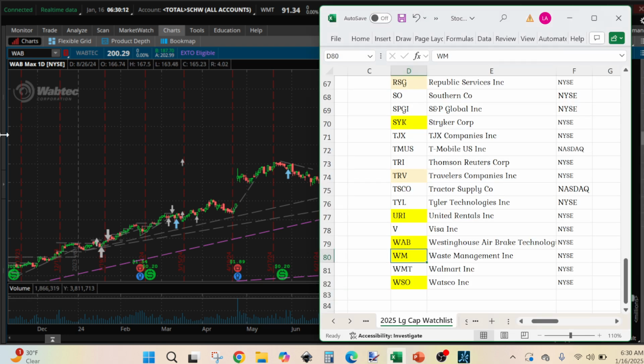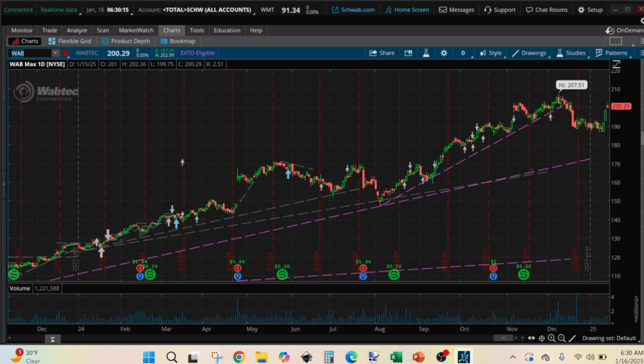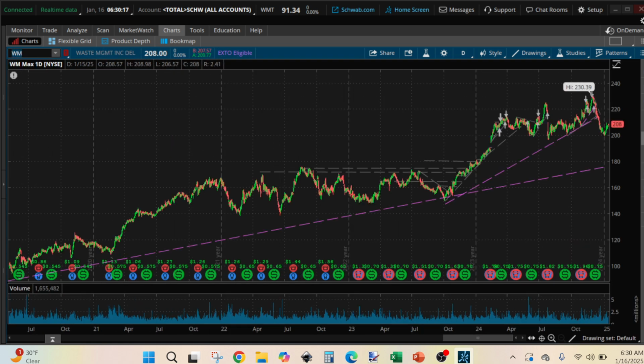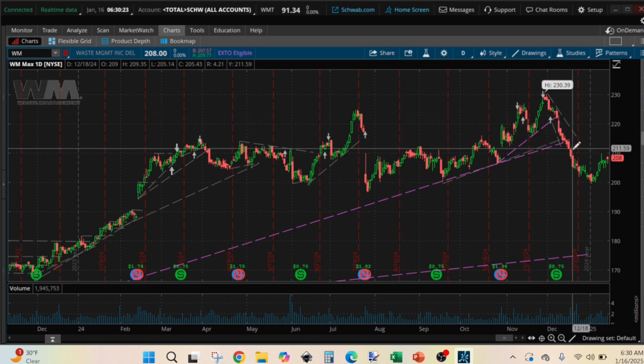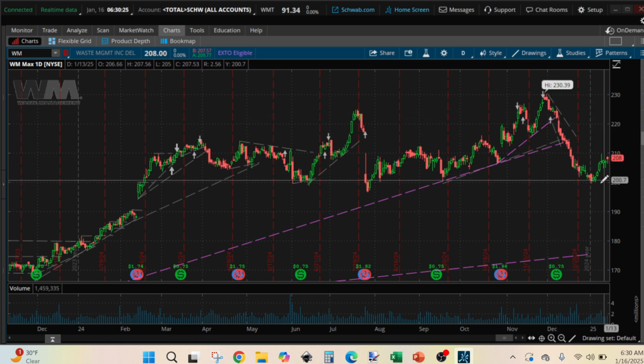The next one is WM. And WM, we purchased it at this trend line. That trend line ended and it went down. So we are just going to keep looking at it.